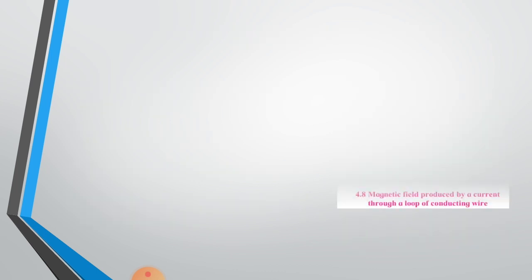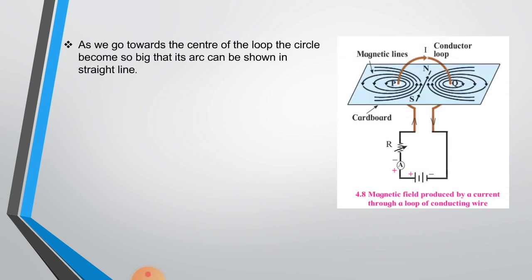Okay, yes, as we go towards the center of the loop, जब हम center of the loop के यहाँ पे जाएंगे तब क्या होगा, the circle becomes so big that its arc can be shown as a straight line. circle जो है वो बहुत बड़ा हो गया है. यहाँ पे you can see here it is shown as a half circle, the last 2 lines. Okay, and it is shown in a straight line. Here you can see the straight line, बीच में जो straight line है वो.